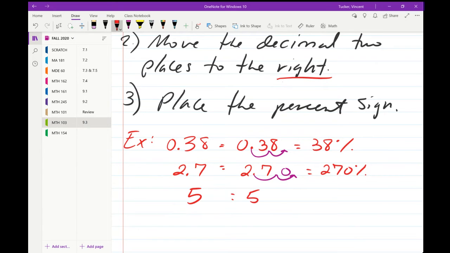And 5, once again, if you don't see a decimal, you assume it's to the right of your rightmost digit. So we'll move this 2 to the right. Need 2 zeros as placeholders. That's 500%. All right, any questions on either one of those processes?